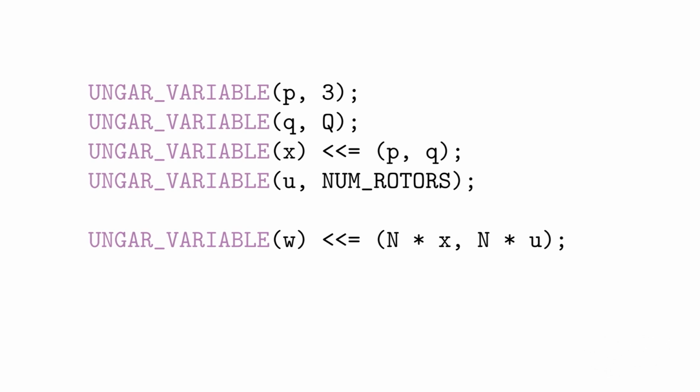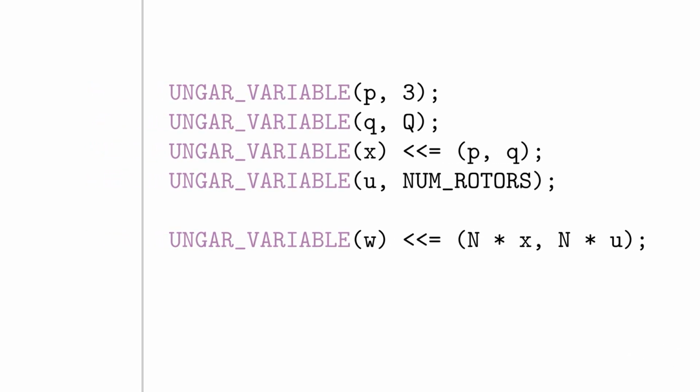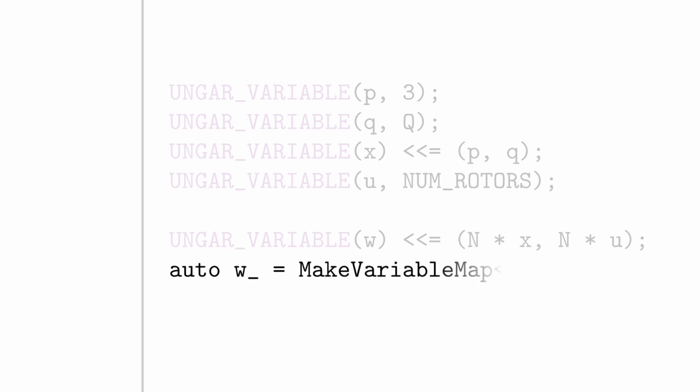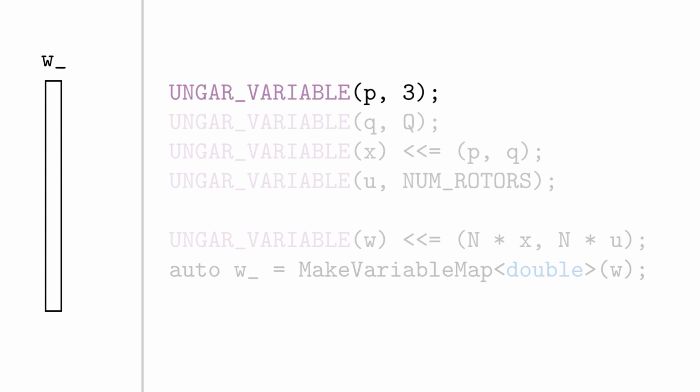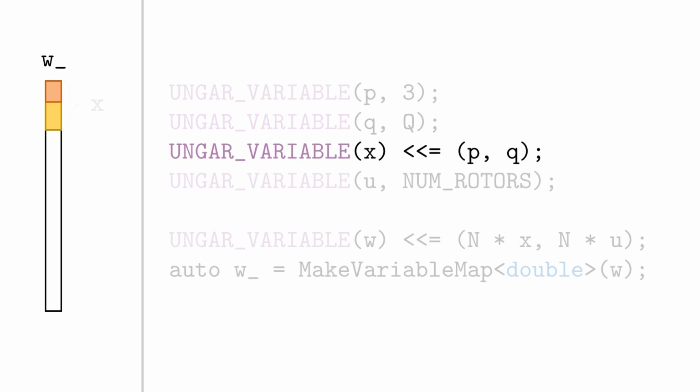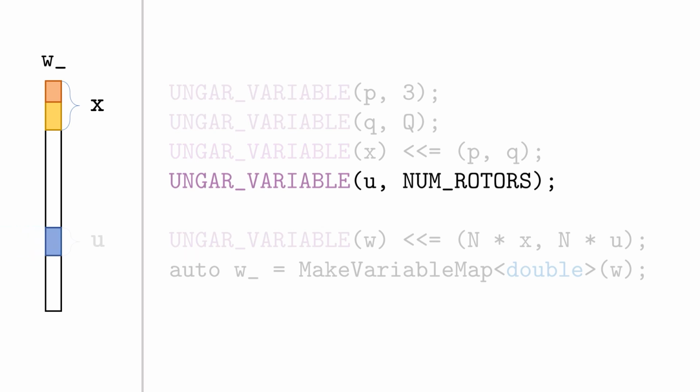Once Ungar variables are created, they can be conveniently used to manipulate data. To do so, we can define a map over the decision variables w. Ungar instantiates an array of doubles, and provides a unique mapping from subvariables of w to subarrays at compile time. To see this, we can reread the lines written so far. Firstly, positions are three-dimensional arrays. Unit quaternions are represented by 4 consecutive doubles. States are stacked positions and orientations, so they are 7-dimensional arrays. Inputs are 4-dimensional arrays. Finally, w consists of n stacked states and n stacked inputs.